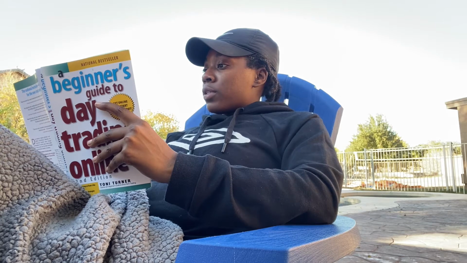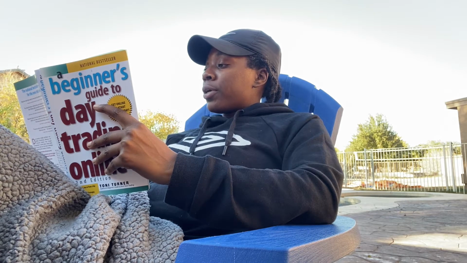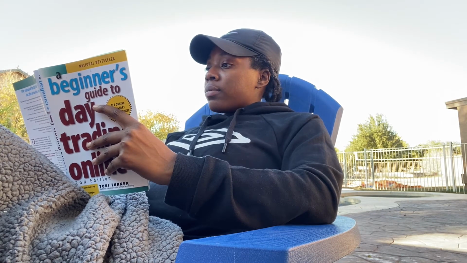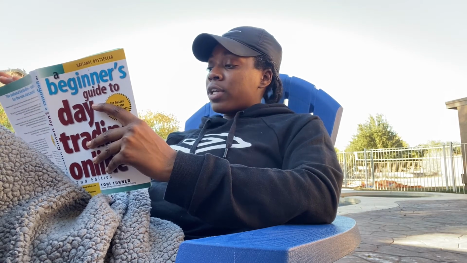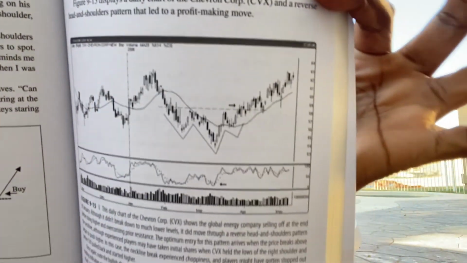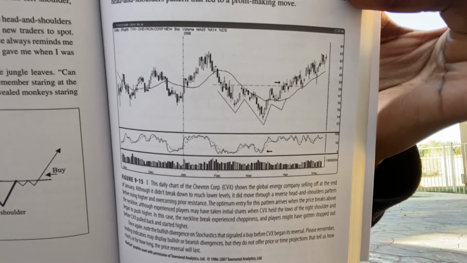After you stare at charts long enough, reverse head and shoulders will start appearing here and there. With experience, you'll spot them as they are forming. So the neckline refers to the resistance that lines up across the pivot points of the dips that form the shoulders and head. A price break and close above the neckline is generally the safest entry point for a long position trade. Figure 9-15 displays a daily chart of the Chevron Corporation and a reverse head and shoulders pattern that led to a profit-making move. So I would maybe pause this and just really look at that for a moment.